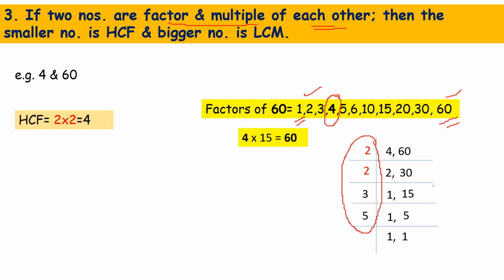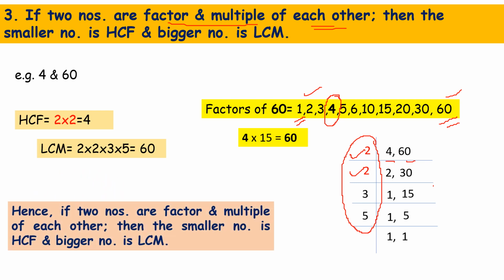But the HCF, when we say HCF means highest common factor, which will divide both these numbers simultaneously, that is 2 times 2, 4, and the LCM will be all these numbers. So 2 times 2 is 4, 4 times 3 is 12, 12 times 5 is 60. So here again we saw, hence if two numbers are factor and multiple of each other, then the smaller number is the HCF and the bigger number is the LCM. So we got the smaller.